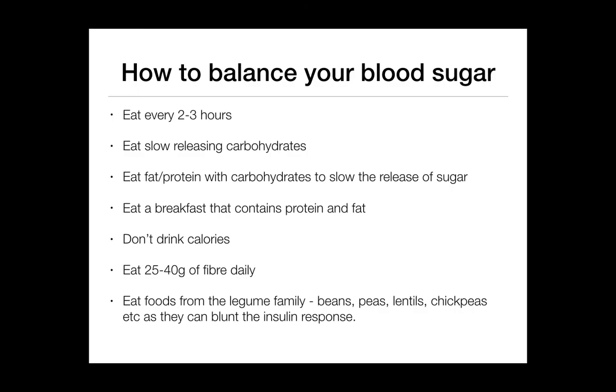So how can you balance your blood sugars? Eat every 2 to 3 hours. Eat slow releasing carbohydrates, so low GI, low GL. Eat foods that contain fat and protein with carbohydrates. So eat protein with each meal. Eat some fat with each meal.